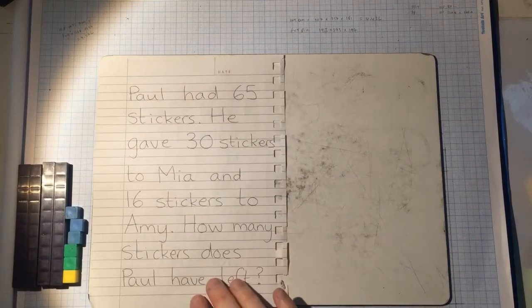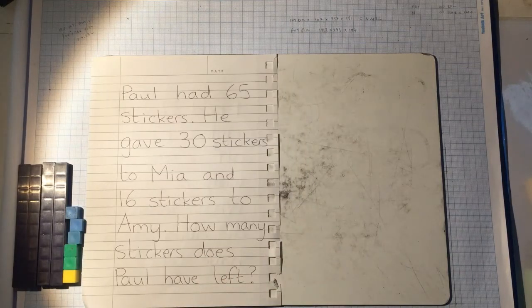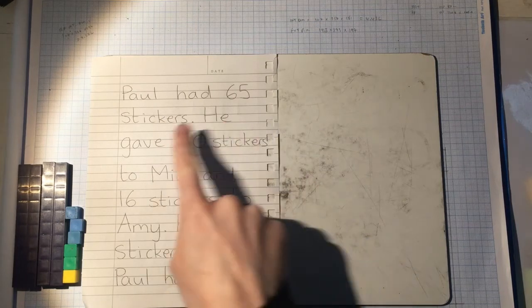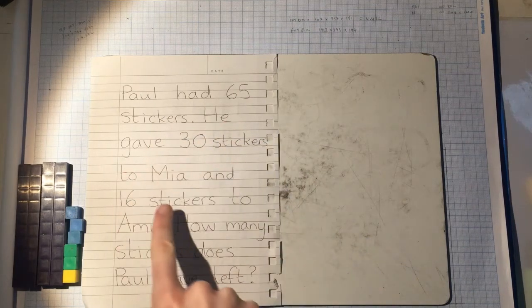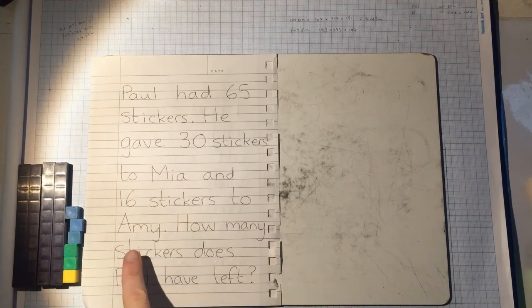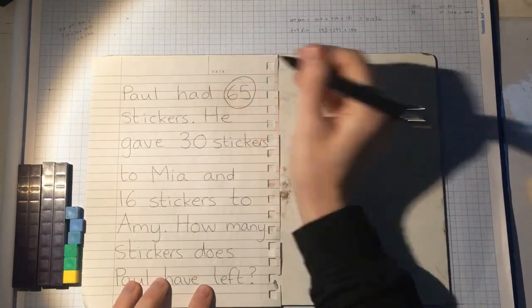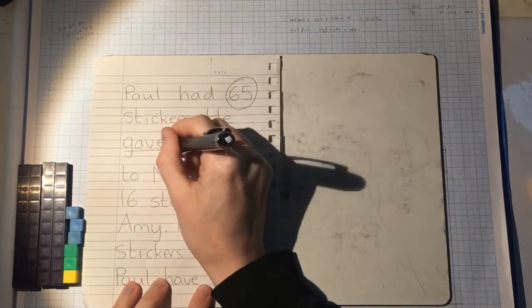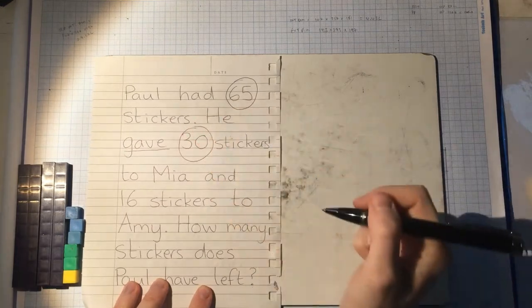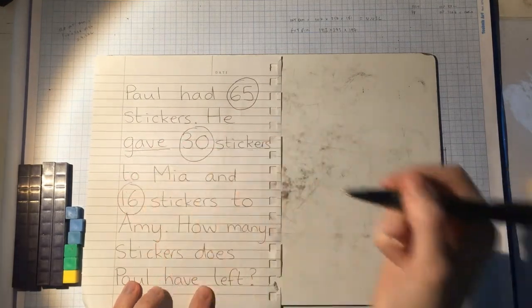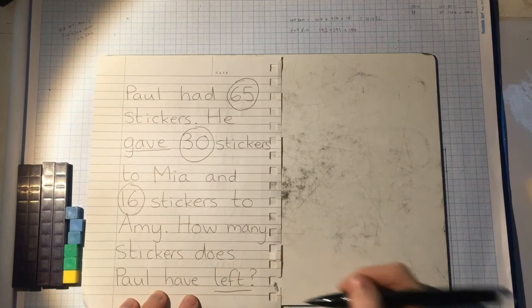So I've got a word problem here. So Paul had 65 stickers. He gave 30 stickers to Mia and 16 stickers to Amy. How many stickers does Paul have left? So you can get your children to identify the numbers. So we've got 65 here. He gave 30 stickers to Mia and 16 stickers to Amy. How many stickers does he have left?